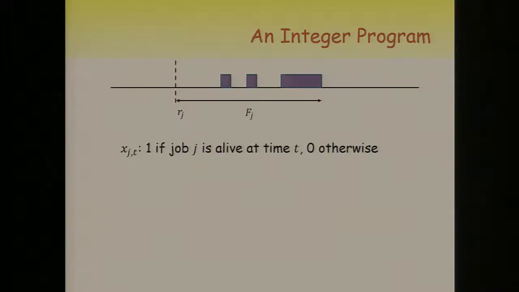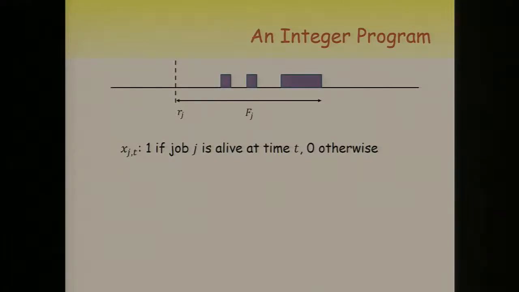And the meaning of this variable would be that xjt is going to be 1 if this job j is unfinished at time t. So if it, I'll use the word alive, which basically means that it completes after time t. And if job j has finished by time t, I'll make it 0. So these are the only variables I'll use.